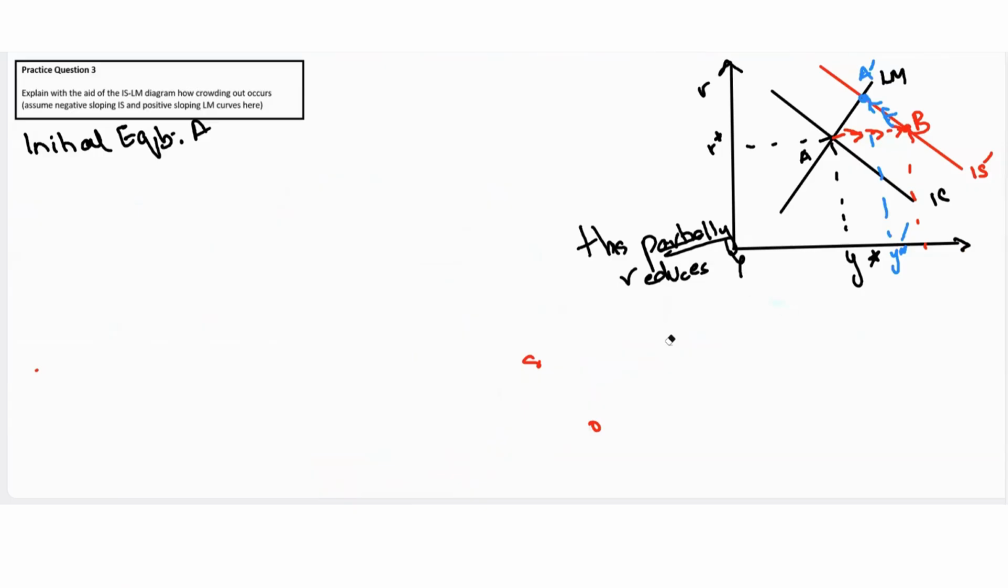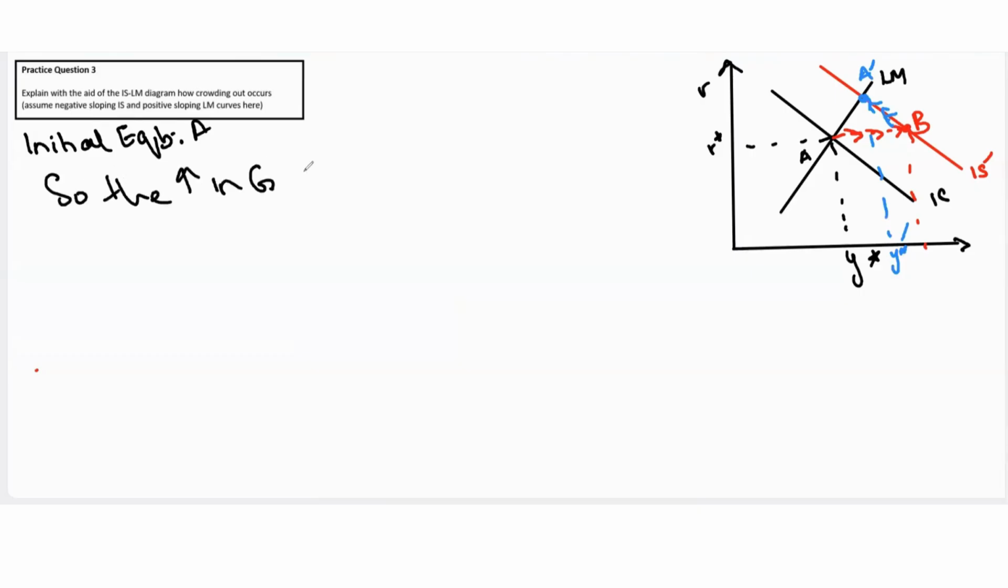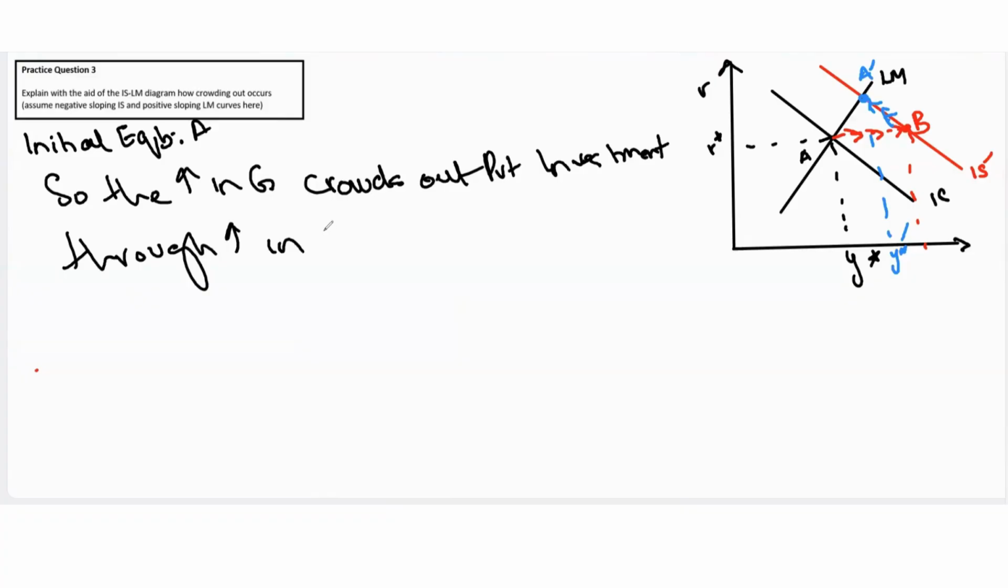Let's write this more neatly. So basically what we're saying is: the increase in G crowds out private investment through an increase in interest rate, thus limiting the total increase in Y. Or it does partially reduce the increase in Y.